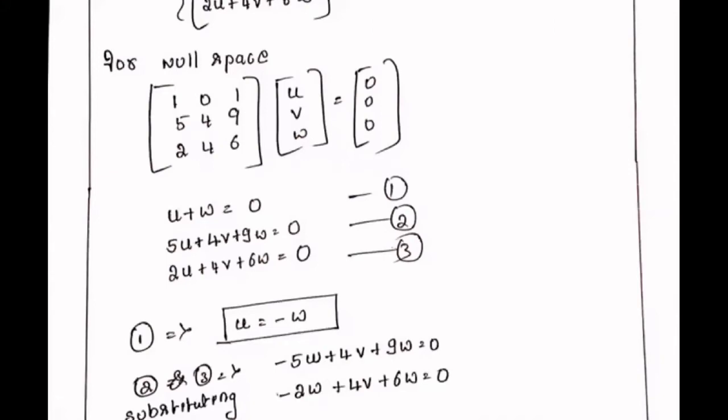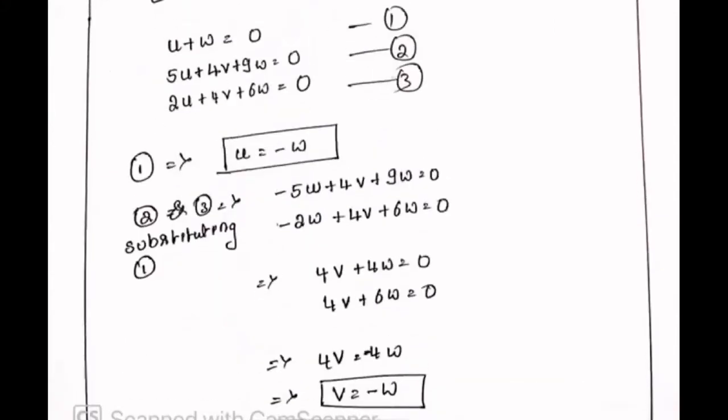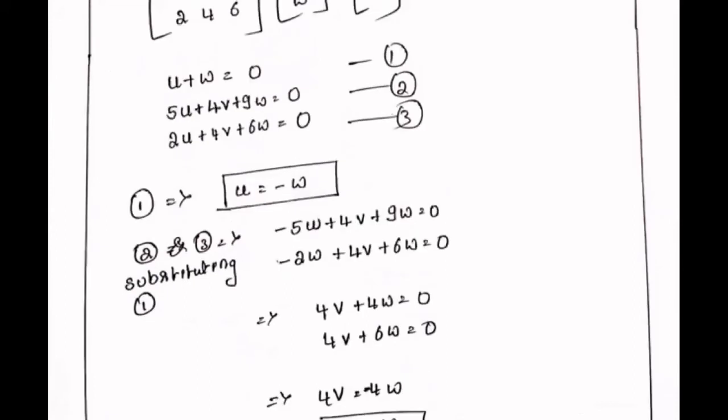So how do we solve this? You have done it long back, right? It's very simple. u plus w is equal to 0. I have to find out what u, v, w are. So obviously from the first equation what you got is u is equal to minus w, right? Then you substitute into the second equation and third equation. That means u is equal to minus w, you substitute for the second and third equation.